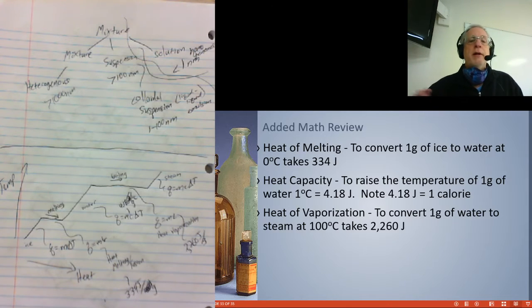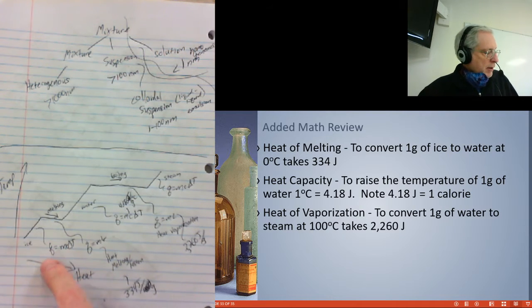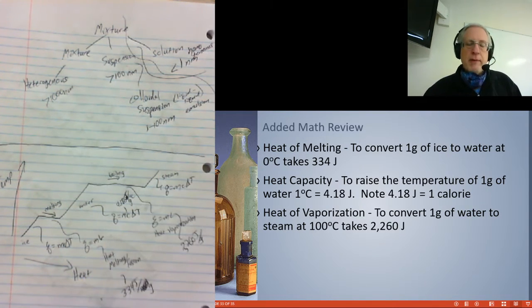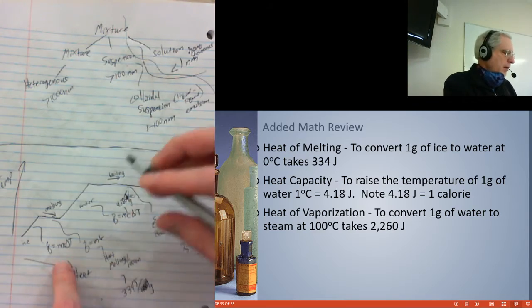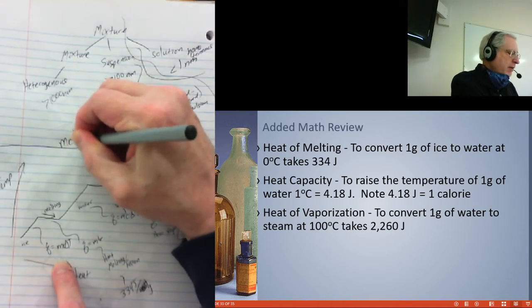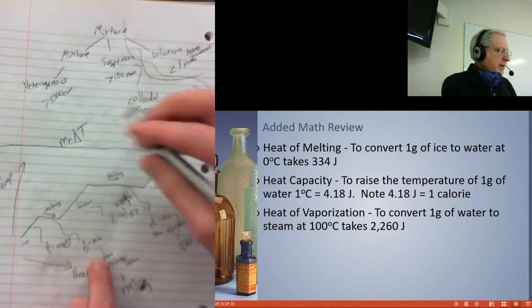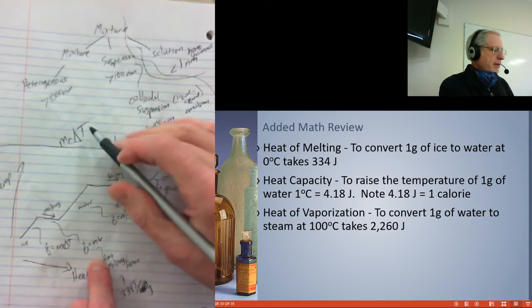Hi, so this is a little bit of math review because we have talked about this a little bit before with thermochemistry. If you remember, when the temperature is changing, the amount of heat it takes to change the temperature is Q equals mc delta T. So when the temperature is changing, it's mc delta T. When the temperature is not changing, there's no delta T.